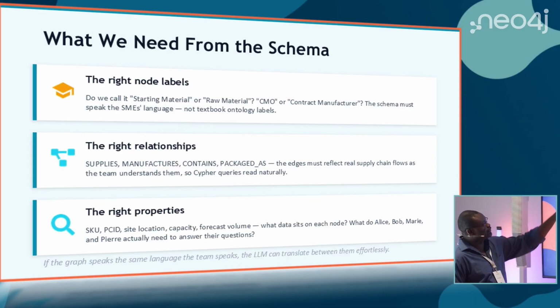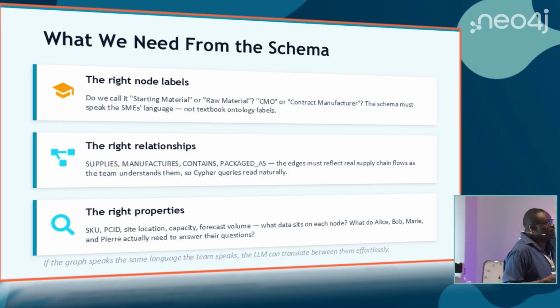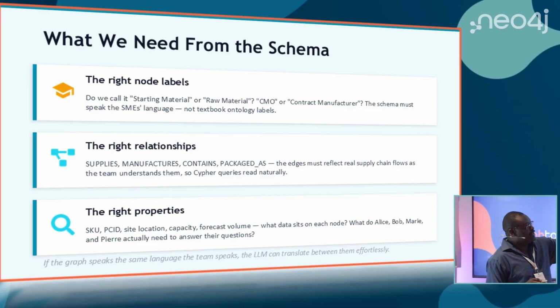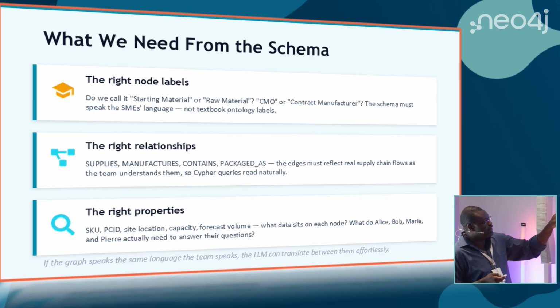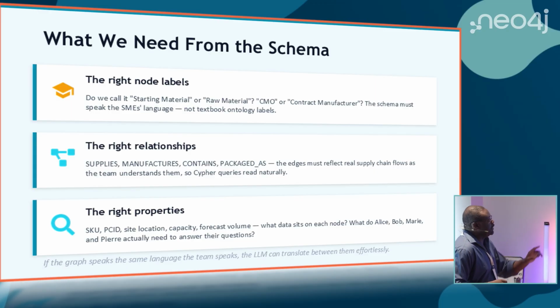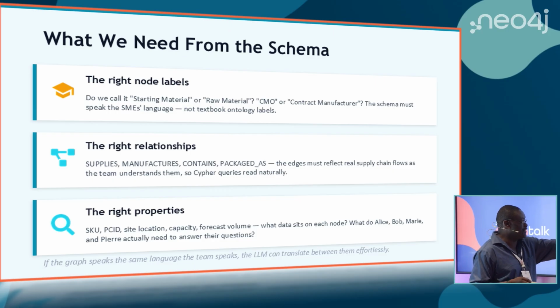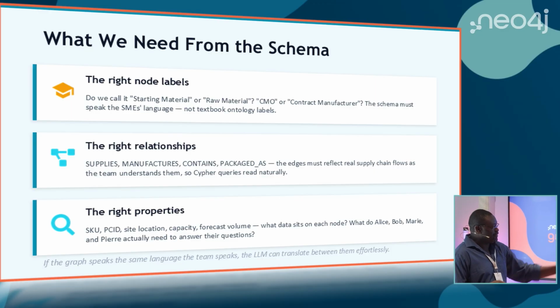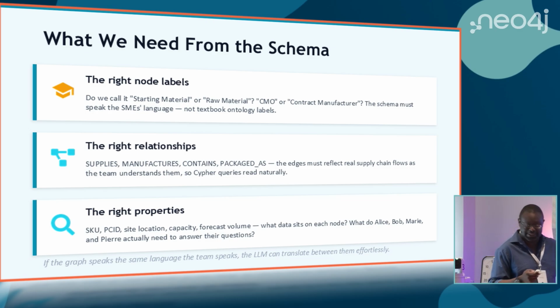So that schema should have the right node labels. Like I said, I wanted to use the terminology that they use. So if they call it starting material, and some of them call it raw material, SMO for contract manufacturer, etc., you get used to these terms when you spend enough time with them, and you notice that some of them aren't using exactly the same terms, but the worst thing is imposing a terminology on them with an official ontology. That's one of those things where I found none of them talk that way, right? The right relationships, again, plain English, so-and-so supplies this, so-and-so manufactures that, or contains this, and the right properties. Again, same language they're using. If they usually say SKU, PCID, etc., I want that in that schema.